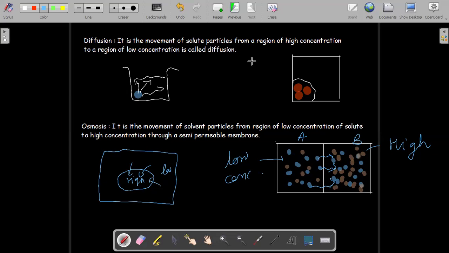In the diffusion process, it is the movement of solute particles, but in the osmosis process, it is the movement of solvent particles. So here we observe the movement of water particles from outside into the regions.